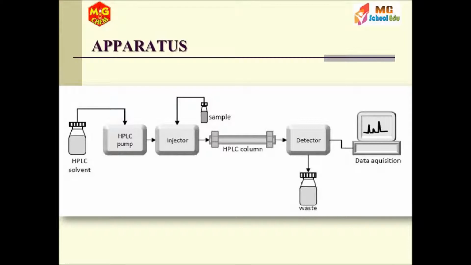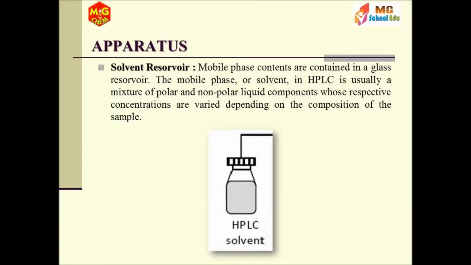Apparatus of HPLC consists of solvent reservoir, pump, sample injector, column, detector, data collection devices, waste collector. Solvent reservoir. Mobile phase contents are contained in a glass reservoir. The mobile phase, or solvent, in HPLC is usually a mixture of polar and non-polar liquid components whose respective concentrations are varied depending on the composition of the sample.